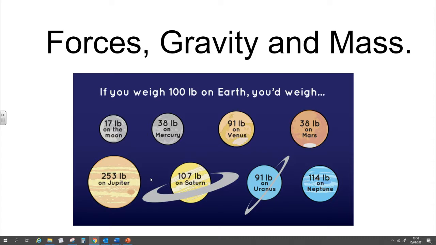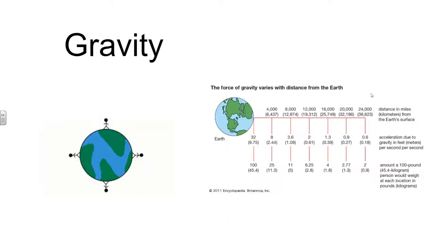You'd weigh 253 pounds on Jupiter, 107, so not too different to us, pounds on Saturn, 91, again similar, on Uranus, and 114, so similar-ish, on Neptune. So why is that, and how do we work this out?